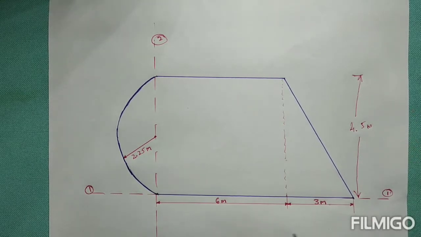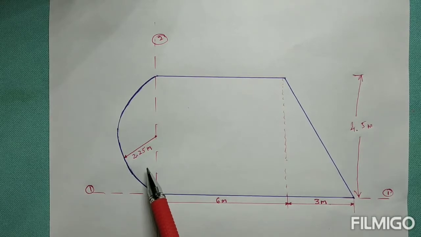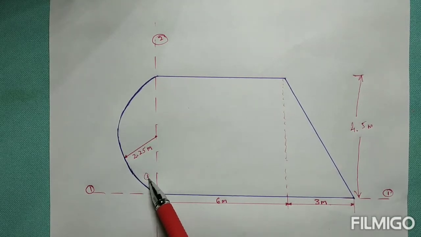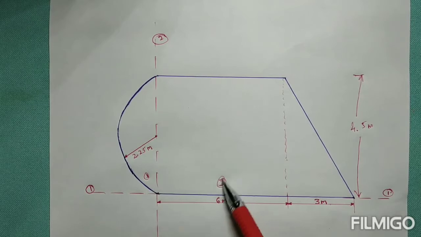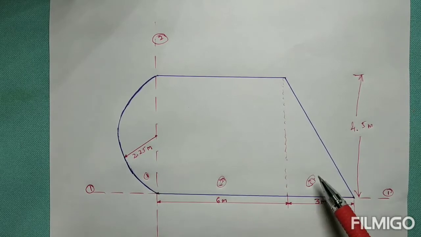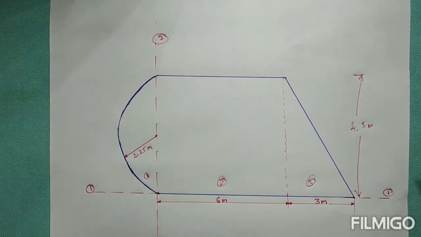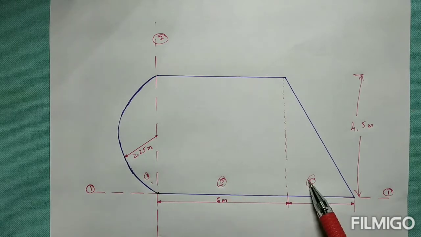The first component will be the semicircle. The second component will be the rectangular. The third component will be the triangular. Next we have to draw the tabular column. In the tabular column, the first part will be the components. I have told you in the last 4 classes how to draw the tabular column. Here we have a total of 3 components: first a semicircle, second the rectangular, and third the triangular.